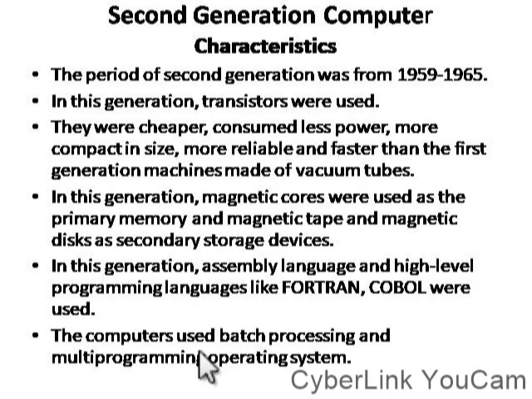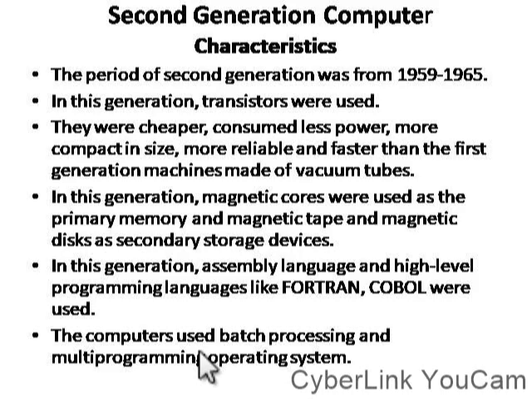Now second generation computer, the period of second generation, as we discussed before, 1959 to 65. Here transistors were used. They are cheaper, consume less power, more compact in size, more reliable, and faster than first generation. Magnetic cores were used as primary memory, and magnetic tape and disk as secondary storage devices.